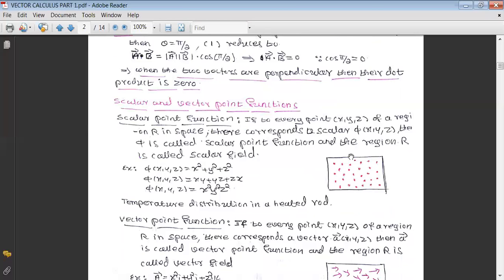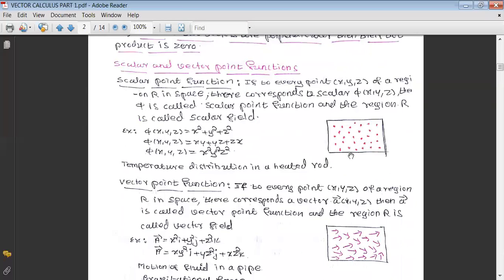Okay, next let us go for two important concepts: one is called the scalar point function and the other is called the vector point function.